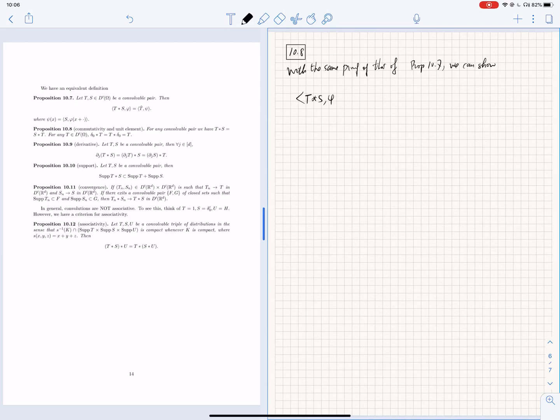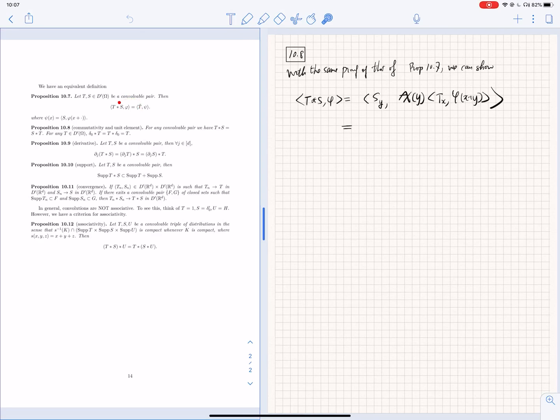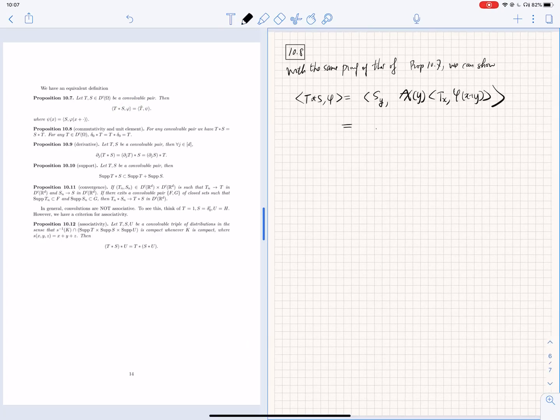T convolved with S applied to phi is S y applied to chi of y T x phi of x plus y. Okay. So this time we first apply T to the x variable of chi times phi delta. Then we apply S to the obtained function in here. Okay, so according to this formula, but we use this formula now backwards, we're going to have S convolved with T applied to phi. And this finishes the commutativity proof.